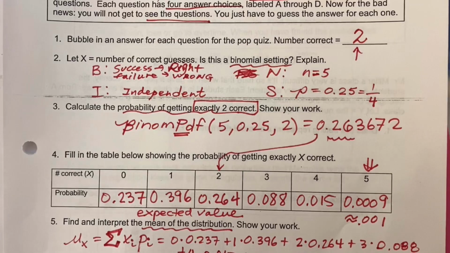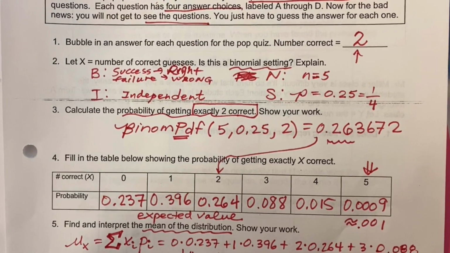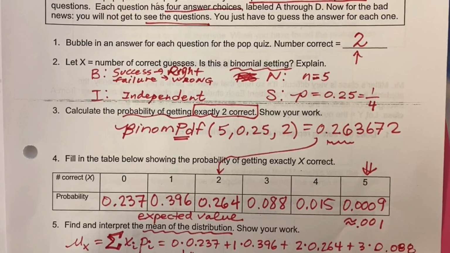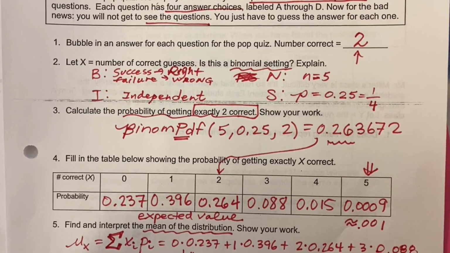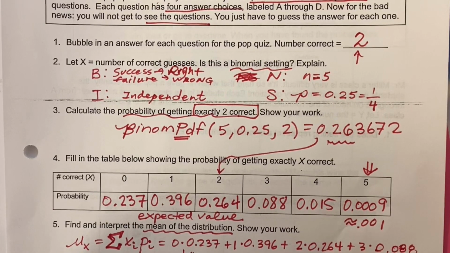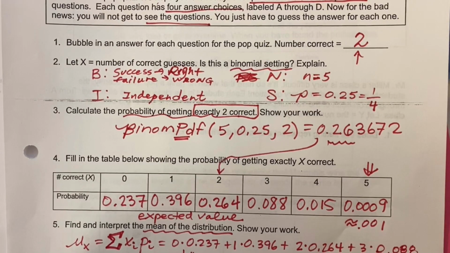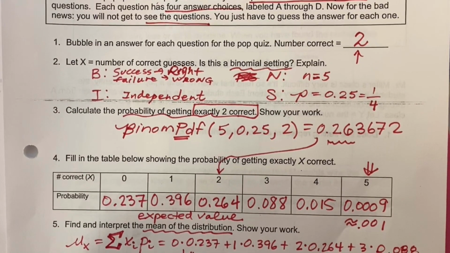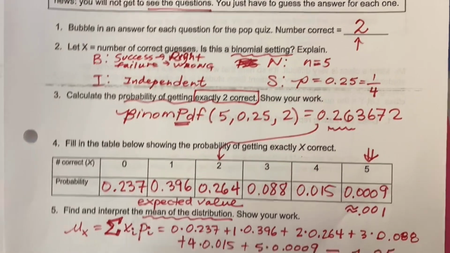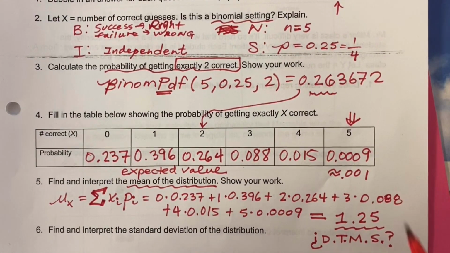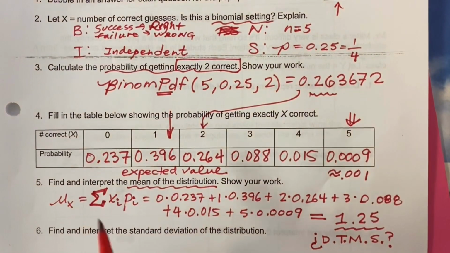So there's a little bit of rounding error, but you should get close to a number, 1.25. And we ask ourselves, does that make sense? We have to ask ourselves that. Is that what we expected of people? And I think the answer would be yeah.